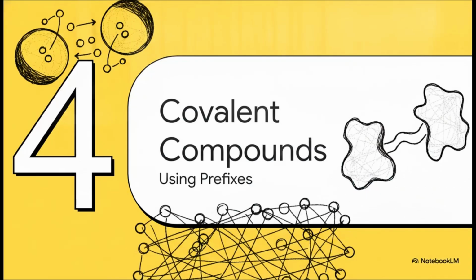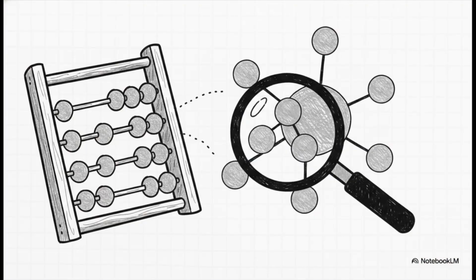Section 4, covalent compounds and prefixes. Next, we're going to throw out the Criss-Cross rulebook entirely as we enter the world of covalent compounds. These form when two nonmetals share electrons rather than trading them. The naming rules here are completely different because we don't need to look at balancing charges anymore. Instead, we rely on the old Greek prefix system attached directly to the elements to tell us exactly how many atoms of each are present in the molecule.